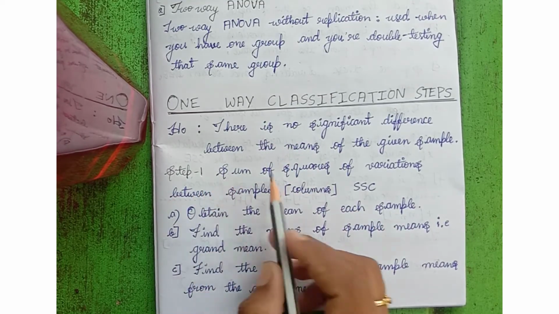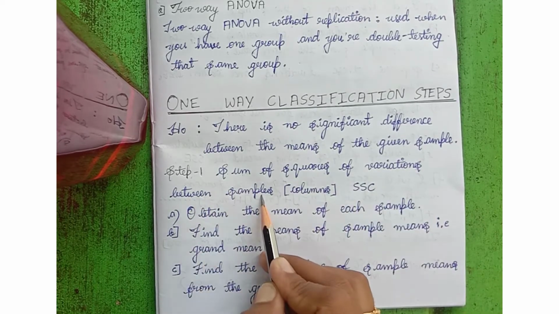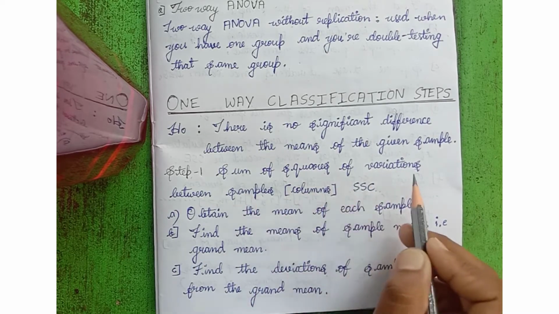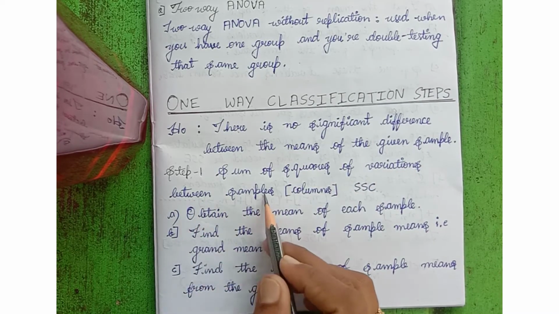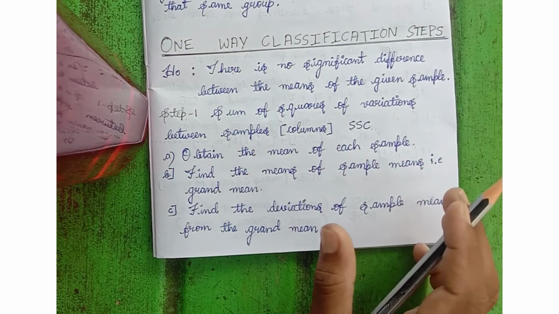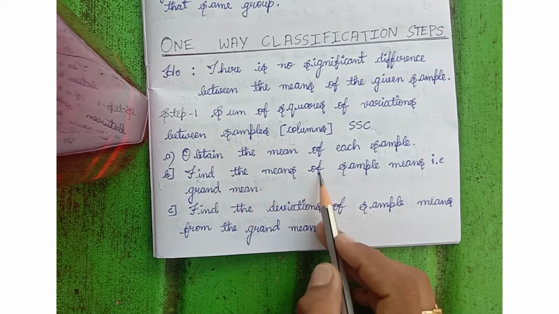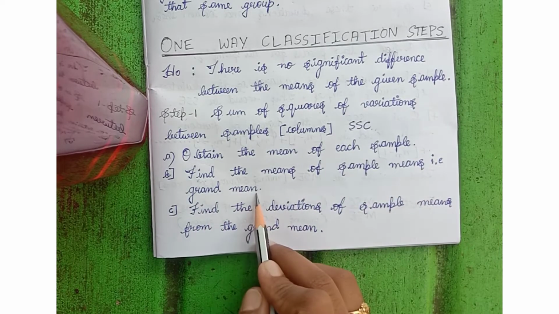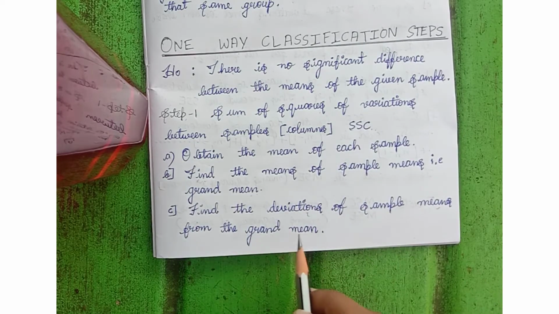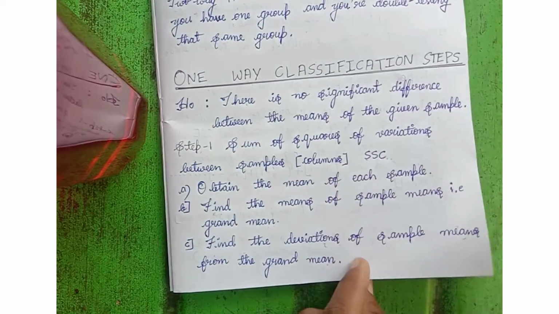So under this, first, the sum of squares of variations between samples, which we take in columns, that is SSC. SSC means sum of squares of variations between samples. In that, A, first obtain the mean of each sample. B, find the mean of sample means, that is the grand mean. C, find the deviations of sample means from the grand mean.